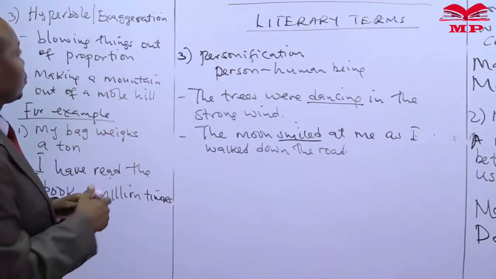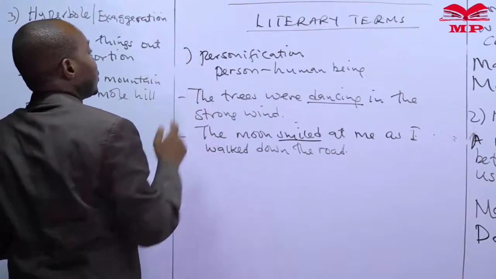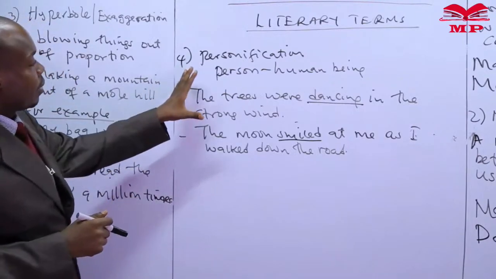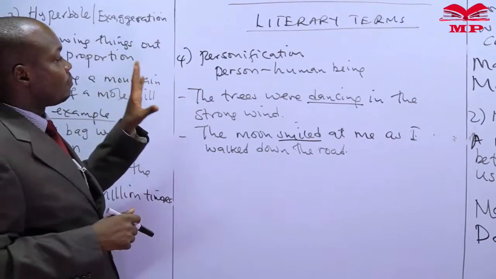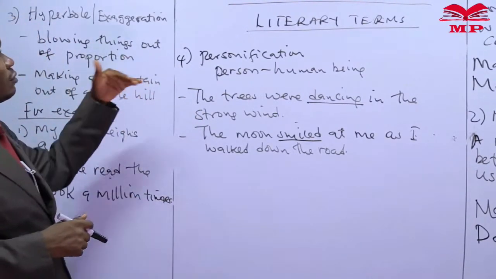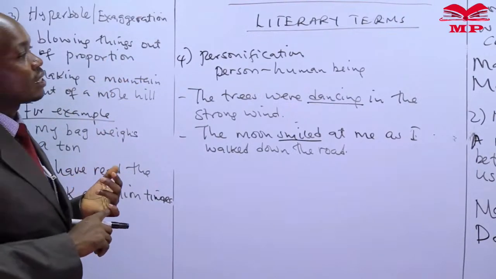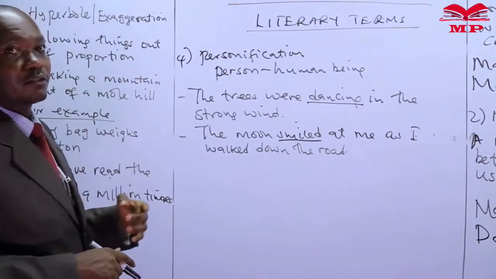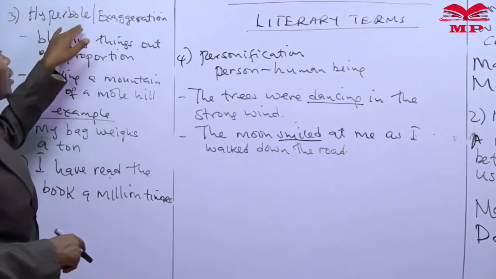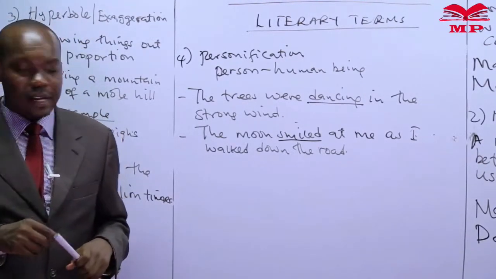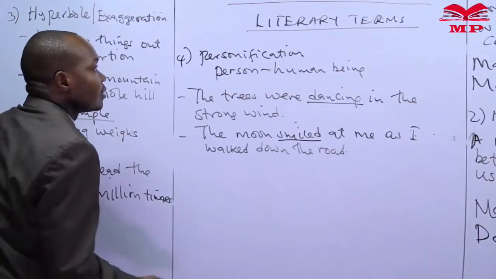This was number 4, sorry. Now, these are the 4 figures of speech that are common in poetry. The first one I said is a simile. The second is a metaphor. The third is hyperbole. Number 4 is personification. Now let us look at another literary term.